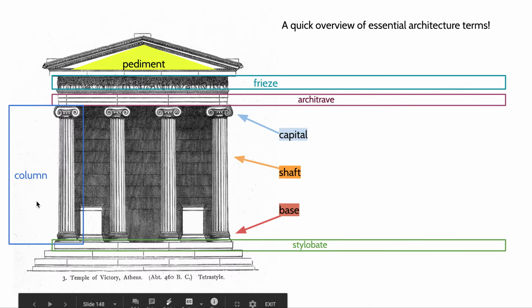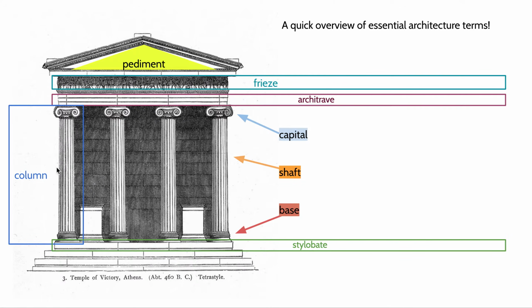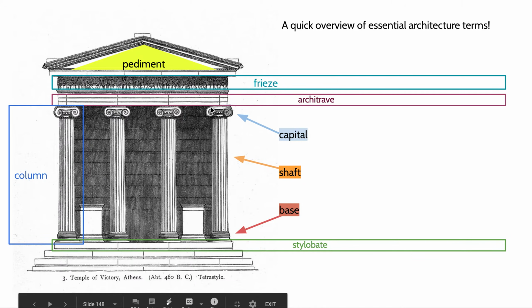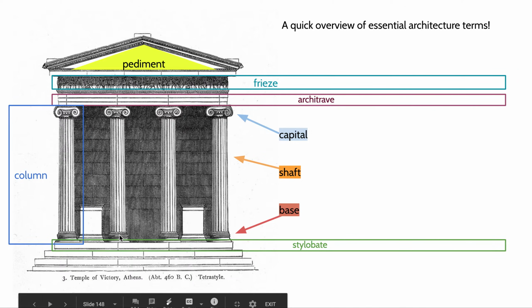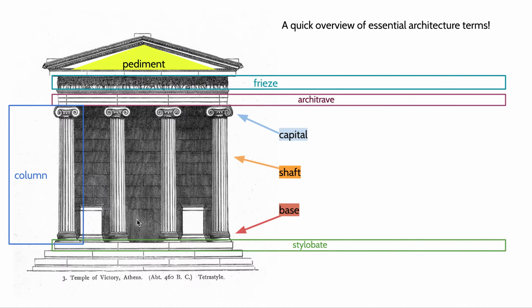This is a column. You should all know this by now. The top of the column is called the capital. Capital is typically a word to mean the one at the top or the first one. This part of the column is called the shaft, and then the part of the column that interacts with the ground is called the base. This part of the temple, the first kind of step, what we would call a plinth, is called a stylobate. So just keep these terms in mind as we're going through.